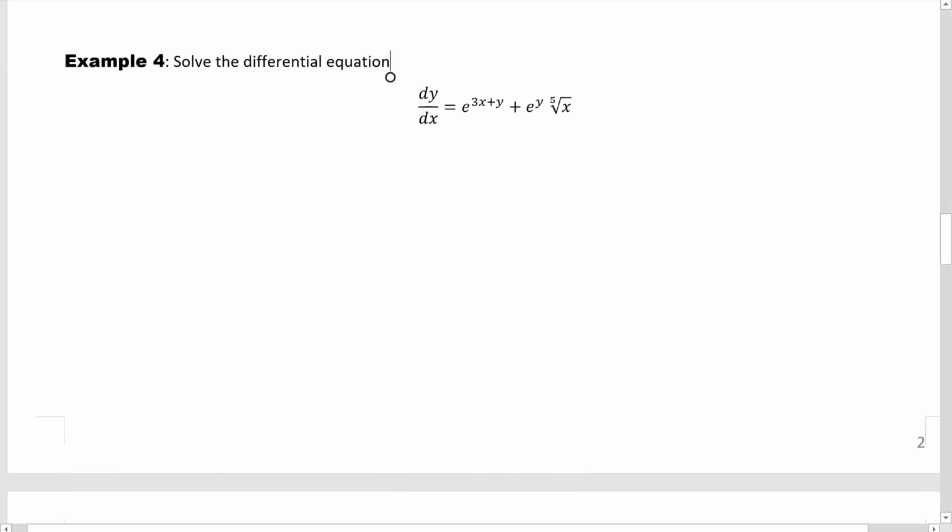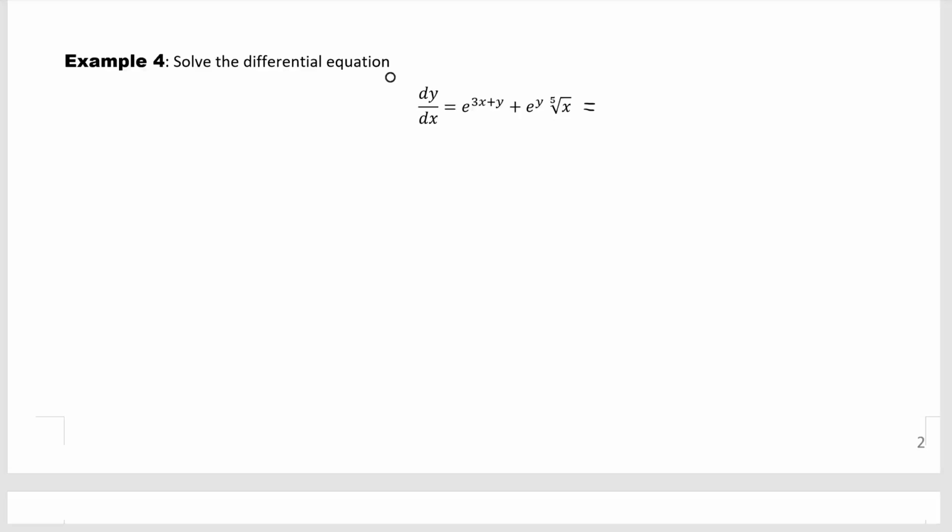Example 4, we want to solve the differential equation. On the right hand side, we don't have a product. We have this guy, which is a function of x and y together, and this guy is also a function of x and y together. So we first need to separate the x and the y.